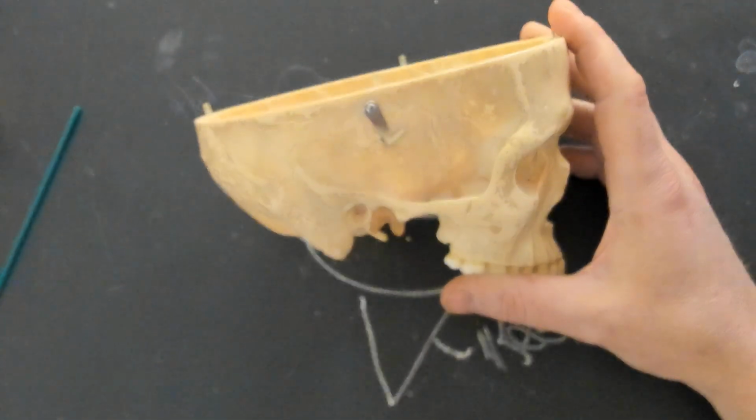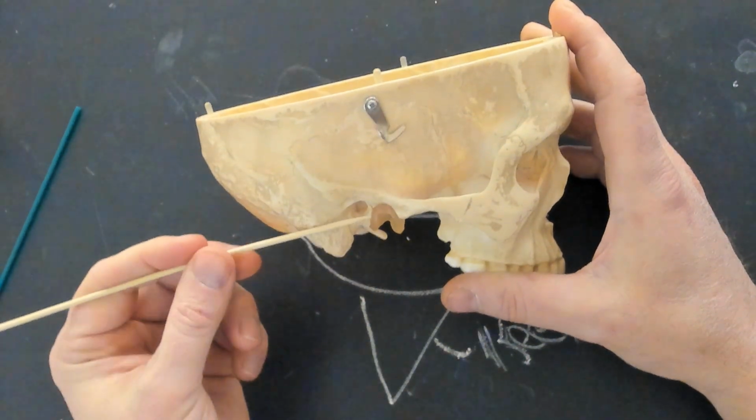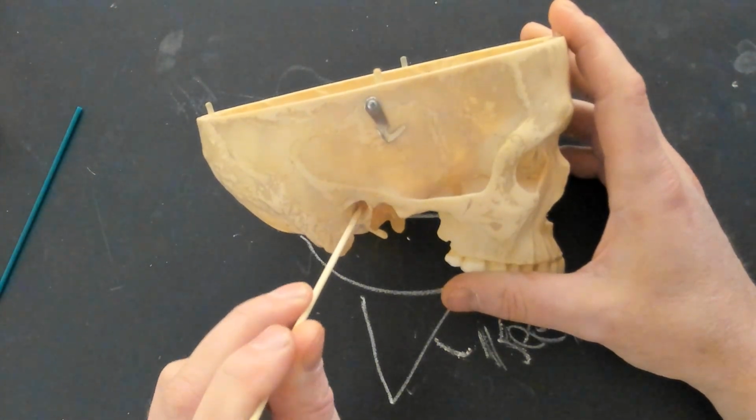The meatus here, I almost poked it with the stick. That's your ear hole, the one you're not supposed to put things in, like Q-tips, because the tympanic membrane, the eardrum, is right in there.